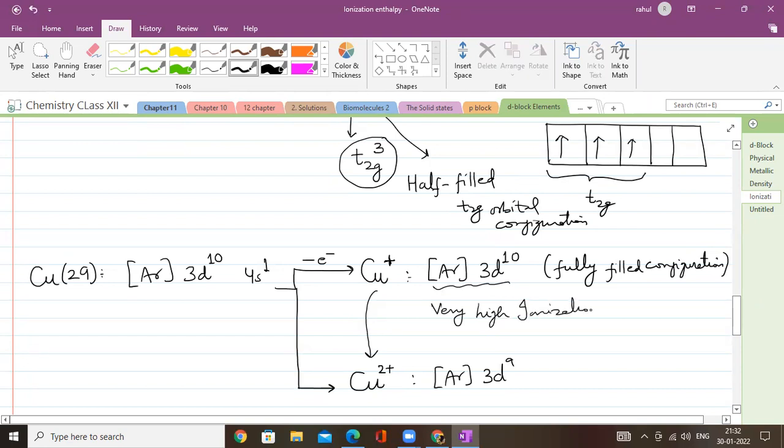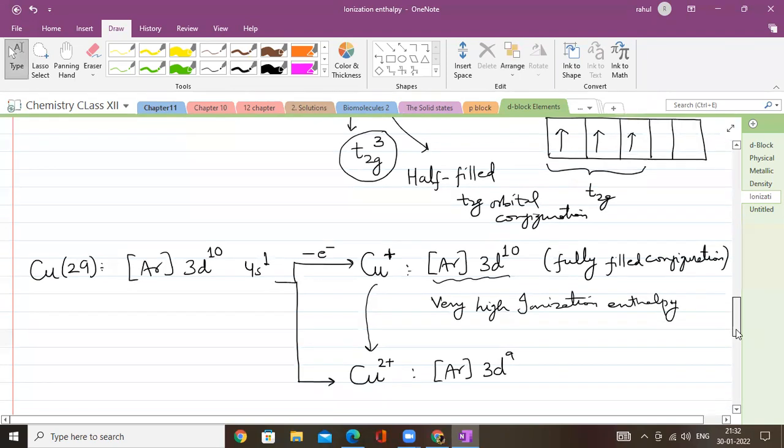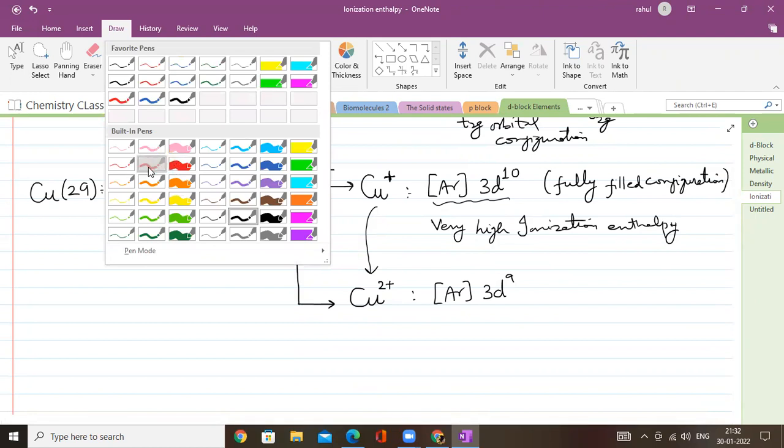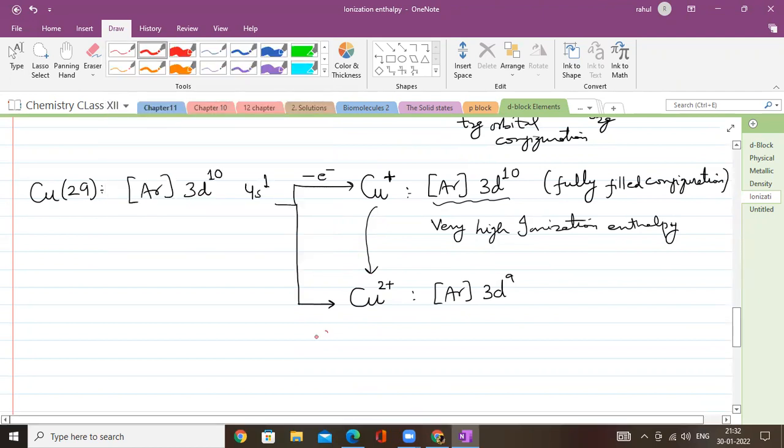Ionization enthalpy is required to convert copper 1 into copper 2, right? The most important point here is that copper 2 positive has a very high hydration enthalpy.